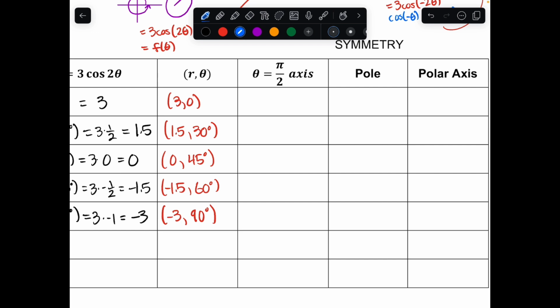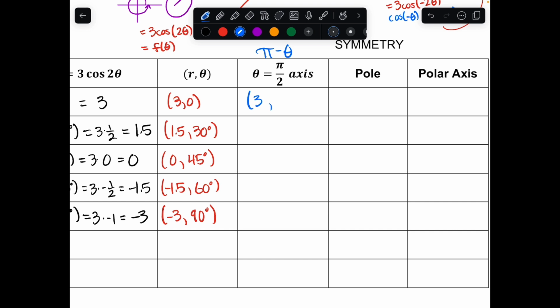Now, when dealing with our vertical axis symmetry, we had to do pi minus theta. Because we're dealing with degrees, let's note that pi is equal to 180 degrees. So all we have to do is take our same point that we found and do pi minus that angle. So our r values are going to stay the same. So I'm just going to go ahead and write them all in right now.